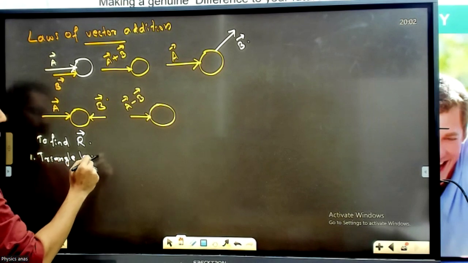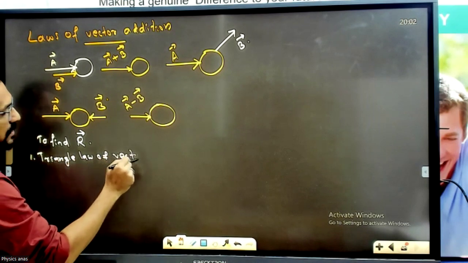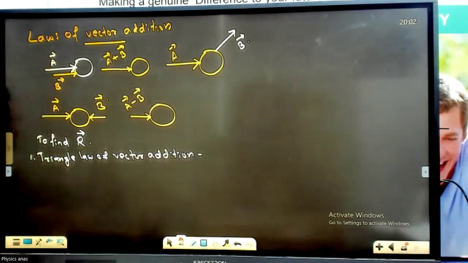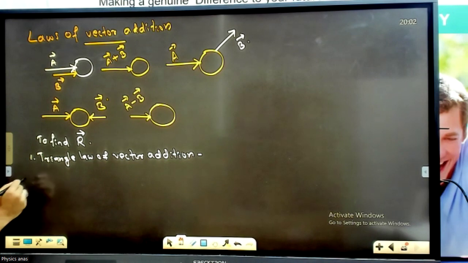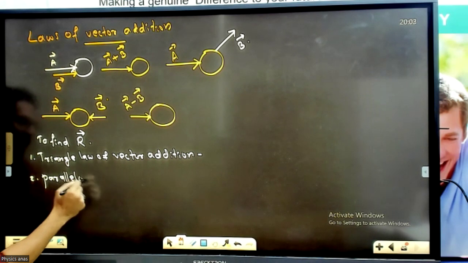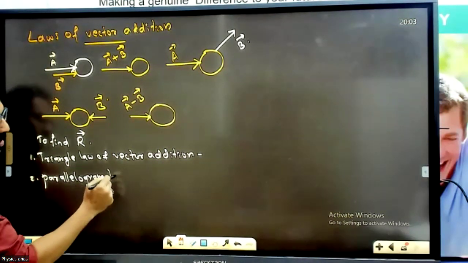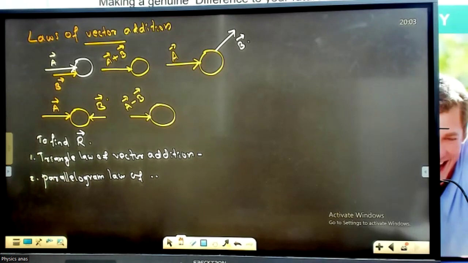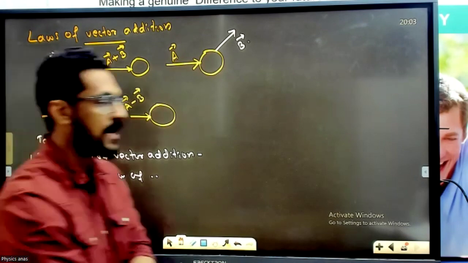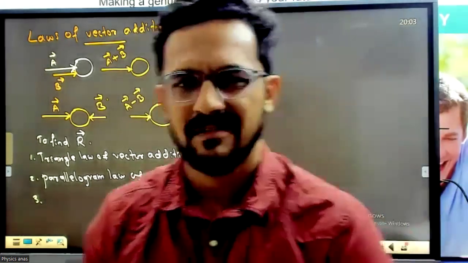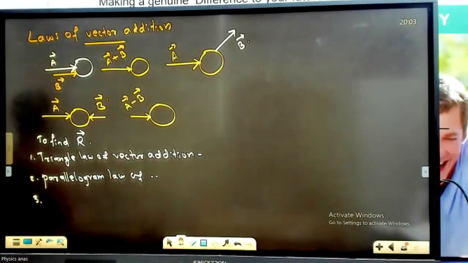Triangle law of vector addition. And you have another one, parallelogram law of vector addition. Okay, parallelogram law. And there is a third one, polygon law, law of polygon. Polygon law of vector addition. Should I write it? Polygon law of vector addition.